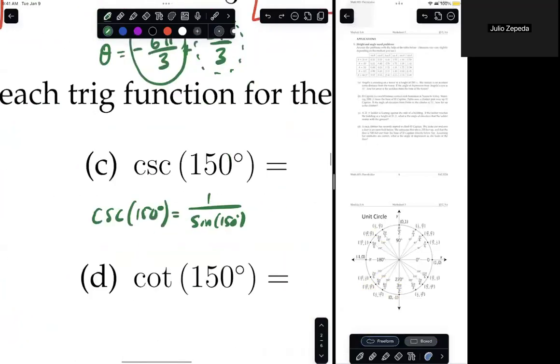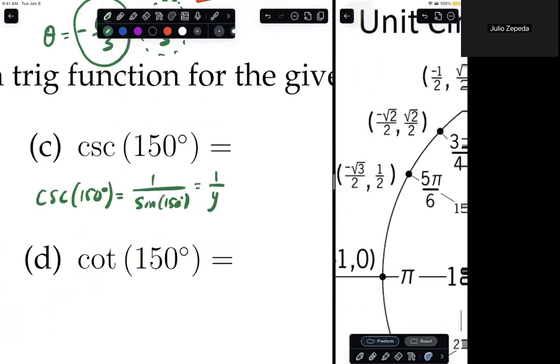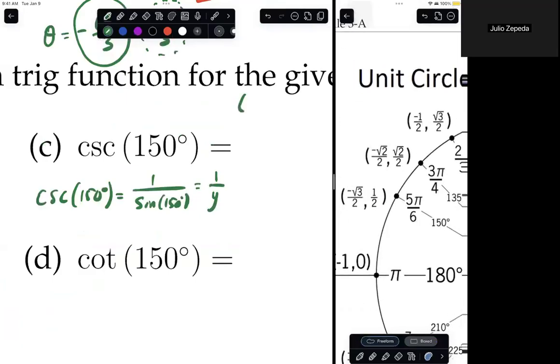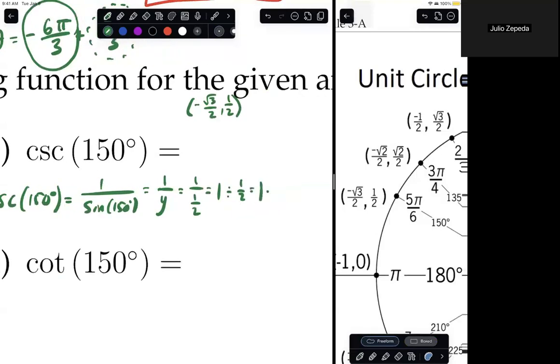So let's go ahead and just say it's 1 over the y value. The y value being the y value of the associated point for 150 degrees. So the associated point is negative root 3 over 2, comma 1 over 2. The y value is 1/2, so 1 over 1/2 is just the reciprocal of 1/2, which is 2. And here I'll just write it down because sometimes that's 1 divided by 1/2, which is 1 times 2 over 1. 1 times 2 is 2.